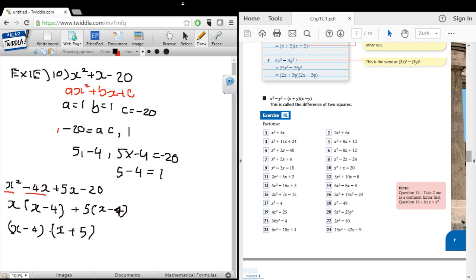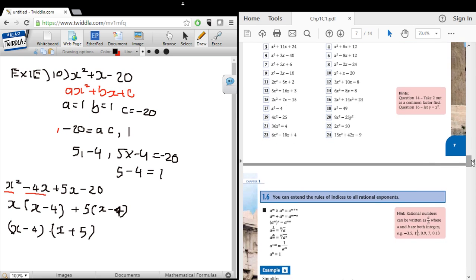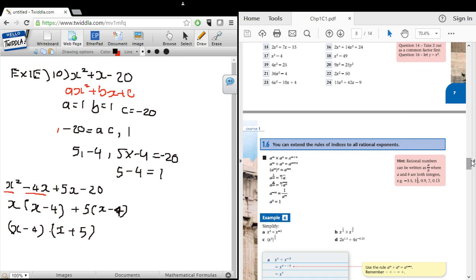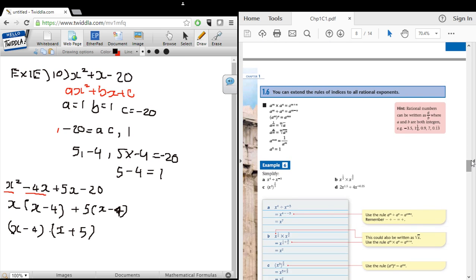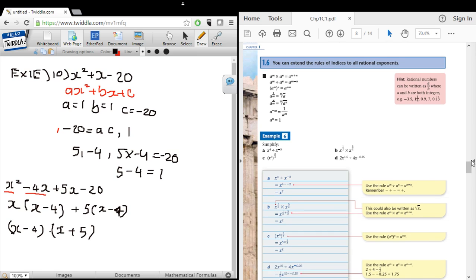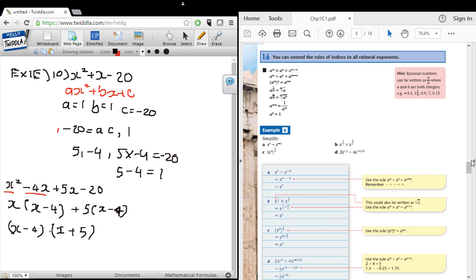So now let's move on to the next part of chapter 1, and it's a revisit of something we'd previously done. I believe it was in episode 2, which is indices. Now the only new addition to this particular section is the fact that it talks about rational exponents, but more so it's this particular rule I want to make mention of and pay very close attention to.